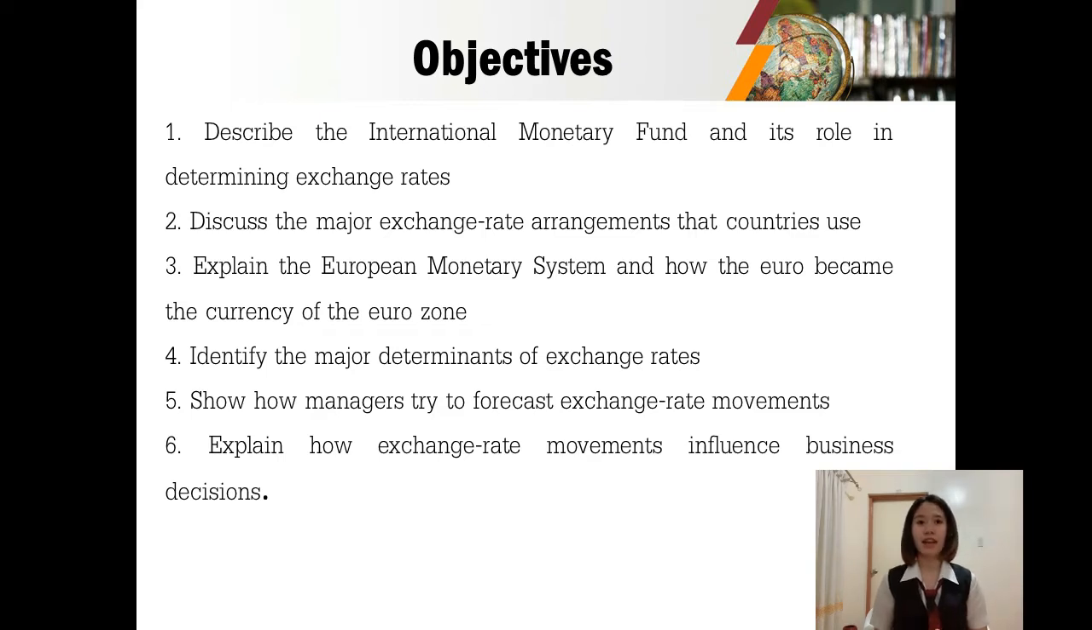First is to describe the International Monetary Fund and its role in determining exchange rates. Discuss the major exchange rate arrangements that countries use. Explain the European monetary system and how the euro became the currency of the Eurozone. Identify the major determinants of exchange rates. Show how managers try to forecast exchange rate movements and explain how exchange rate movements influence business decisions.